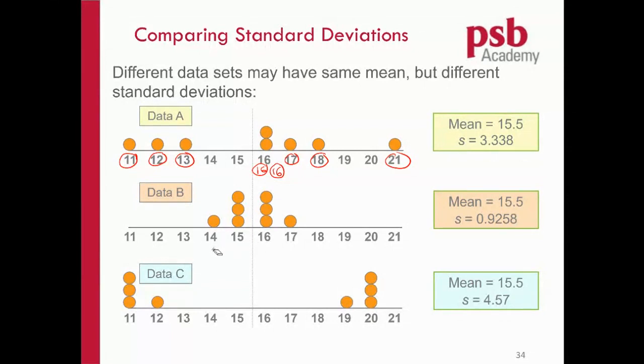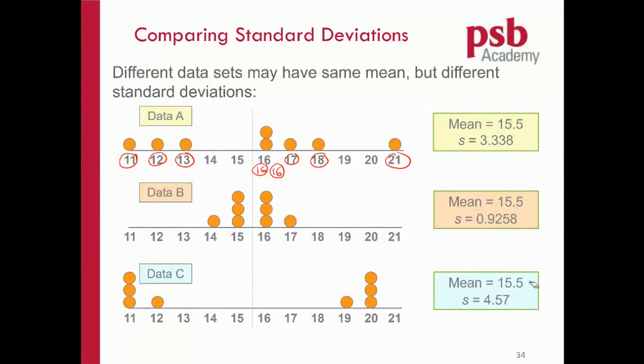In this data set, you have 14, you have three numbers of 15, you have three numbers of 16, and you have one number of 17. You also get the mean, which is 15.5. Same for this one. You have three sets of 11 and 12, then 19, then you have 20, 20, 20. You also get 15.5. Then you see that you get the same mean. That's what I asked you at the very beginning, right? You have the same mean.